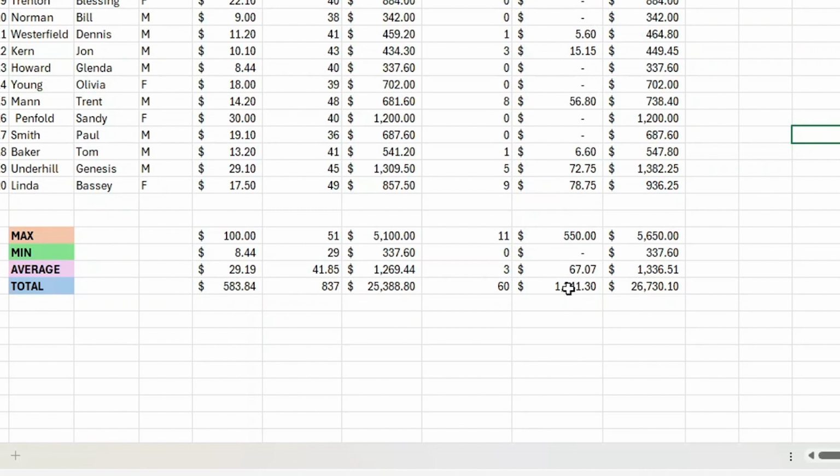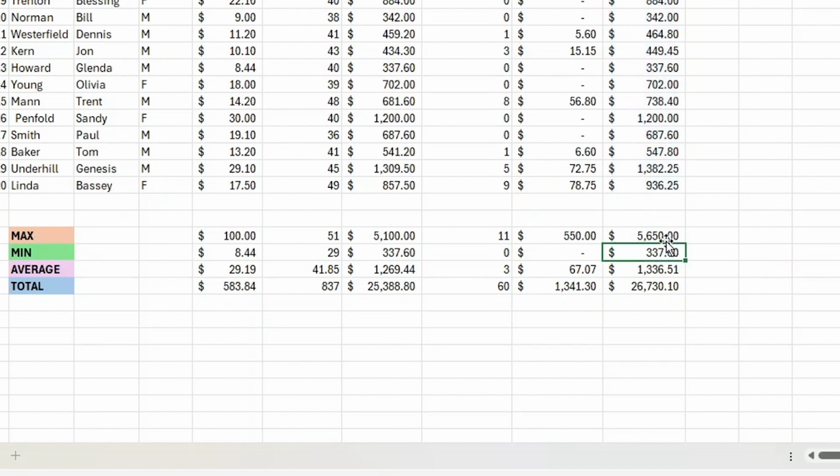Likewise, overtime bonus, you have the maximum, you have the minimum, you have the average and total. So likewise the total pay. So who is the highest pay? Who has the highest pay?